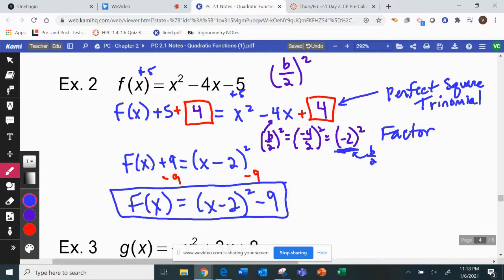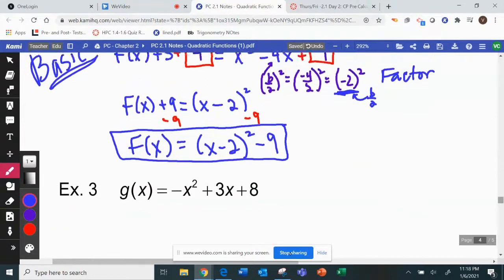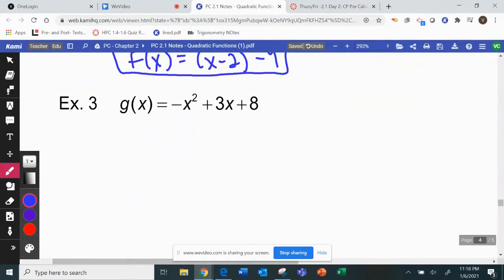So it really was only about 3 steps to take an equation that is in quadratic form and put it into vertex form. And this is basic. They get a little bit more challenging. So here's another example that's a little bit more challenging. I'm going to start it out the same way. I am going to move the 8 over, and we're going to rewrite this as g of x minus 8, I'm going to leave a space, equals -x squared plus 3x.